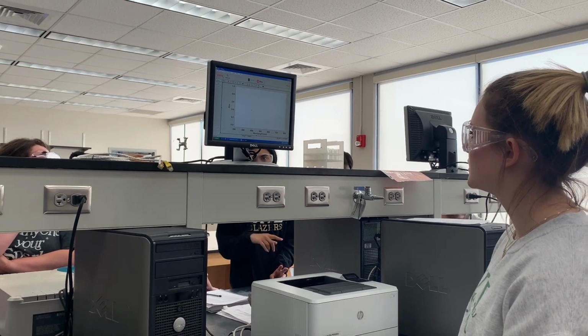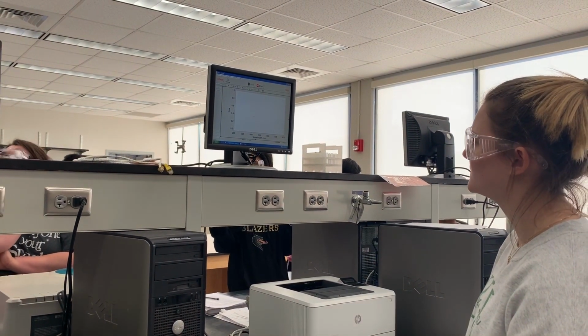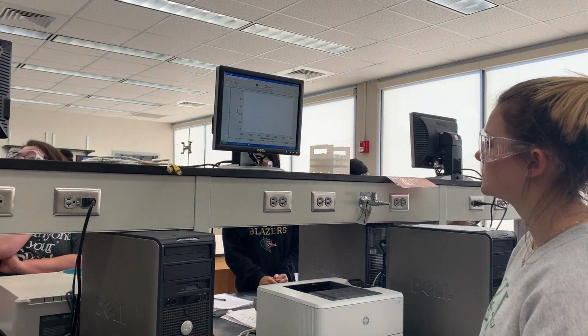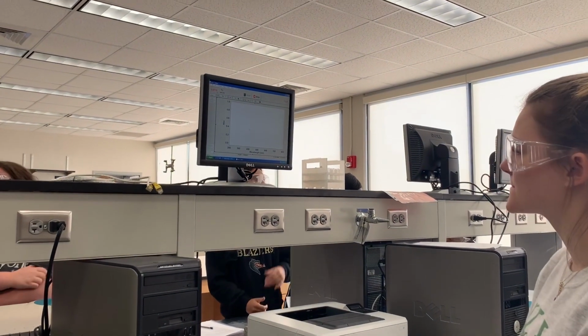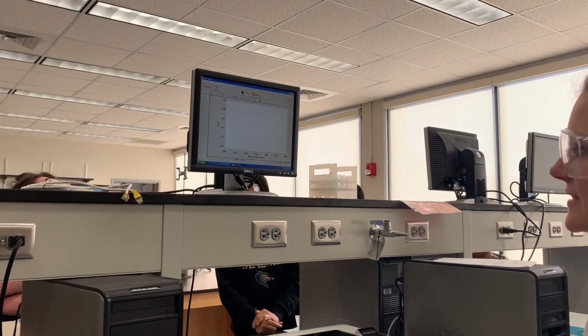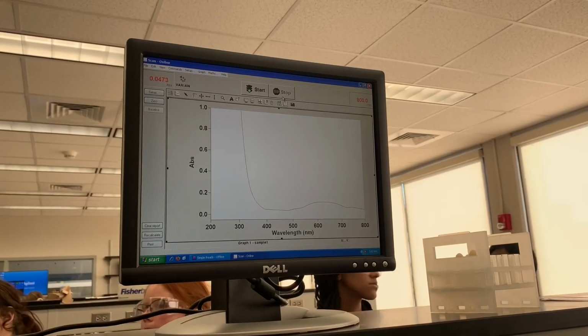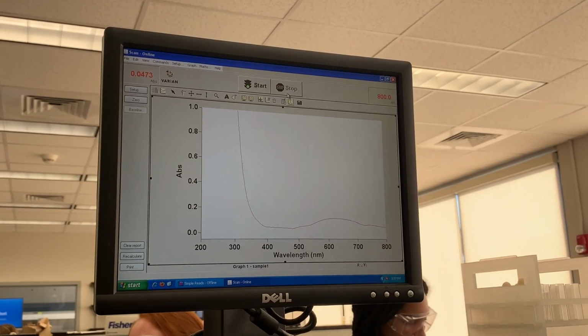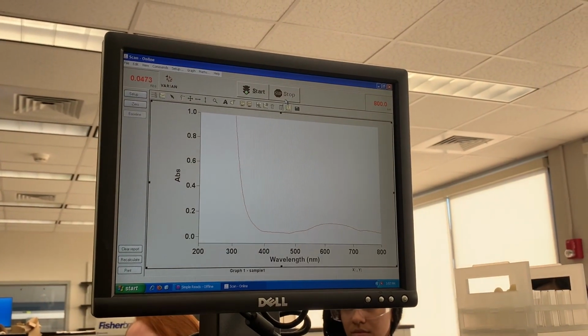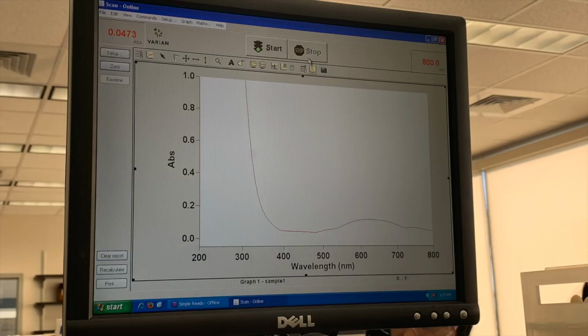We then scanned our strongest dilution to get our wavelength, and also scanned each dilution to get their absorbances. It is important to scan across all wavelengths when using the spectrophotometer, because doing so helps you to determine the wavelength of maximum absorption, also known as lambda max.